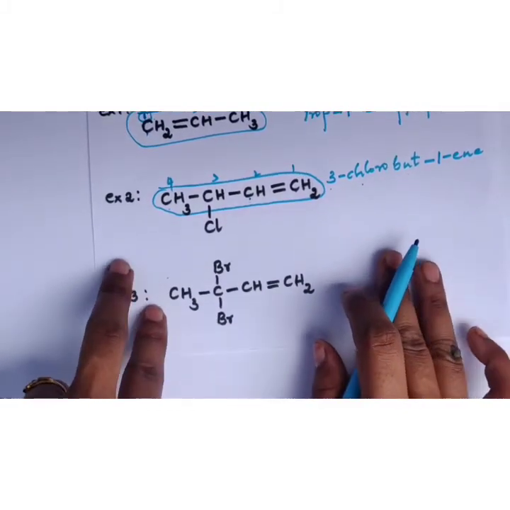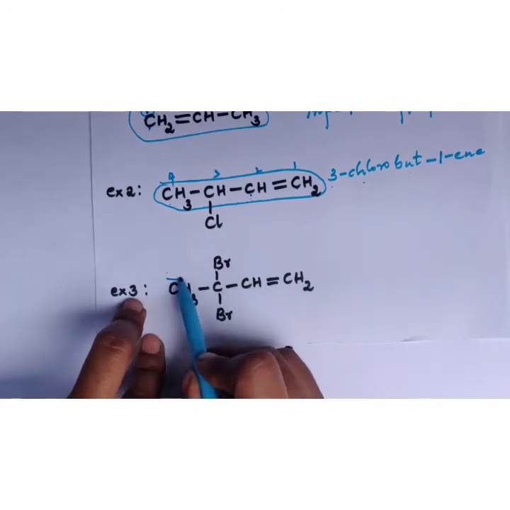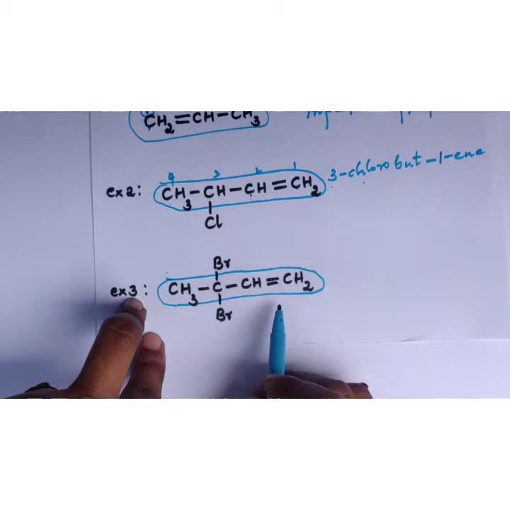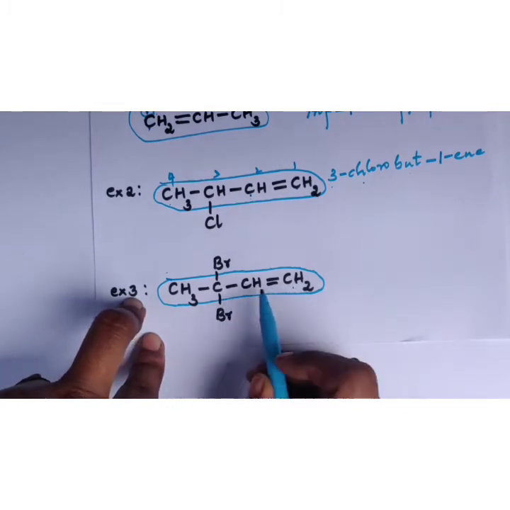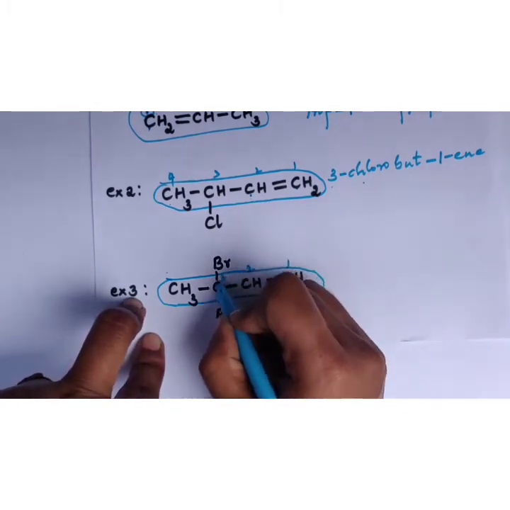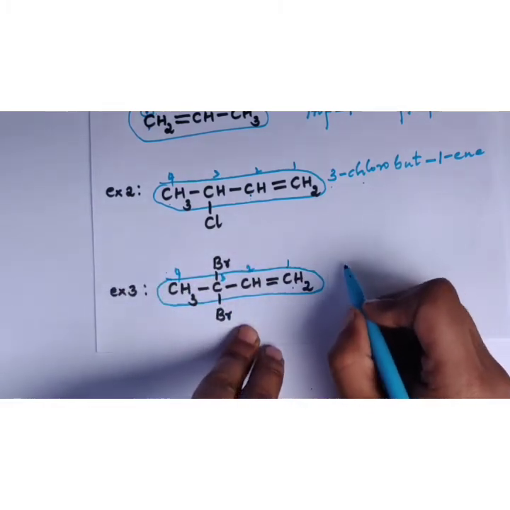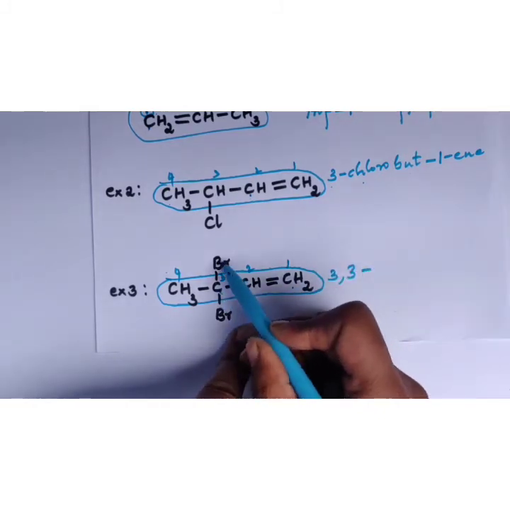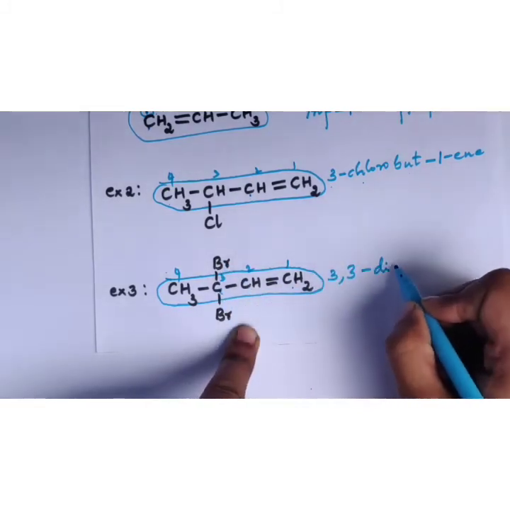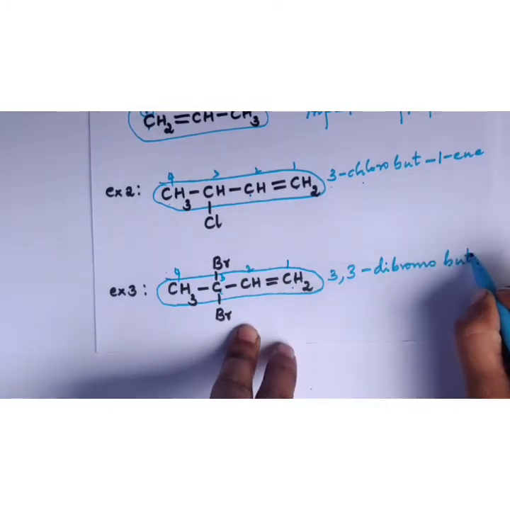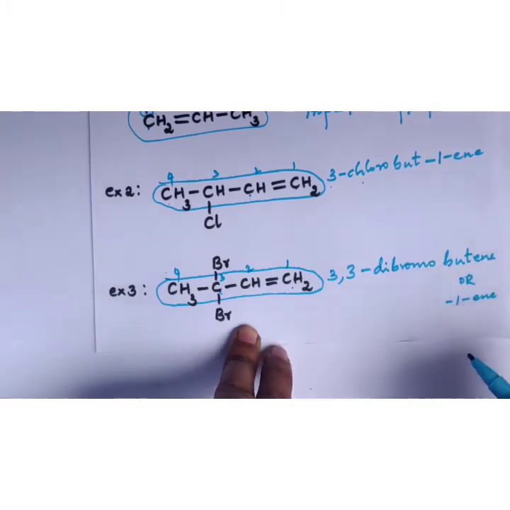Let's go to the next example. Select the parent chain. The parent chain is selected. Now numbering should be done. Of course, it's clear the double bond is on this side, so you have to number it from this side: 1, 2, 3, 4. So how do you name it? Naming goes according to the order, that is prefix first: 3, 3, because to this carbon 2 bromo are attached. So it is 3, 3 dibromo, 1, 2, 3, 4, so it is bute 1 ene or butene. Any of you, if you want, can write it.